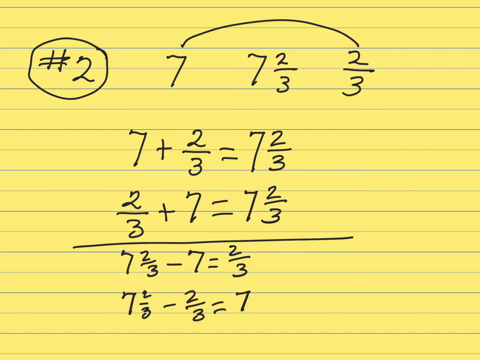Okay, and then next I wrote my 2 subtraction sentences. I start with my larger number, 7 2/3 minus 7 equals 2/3, and 7 2/3 minus 2/3 is equal to 7. So see if you can do A and B in your book.